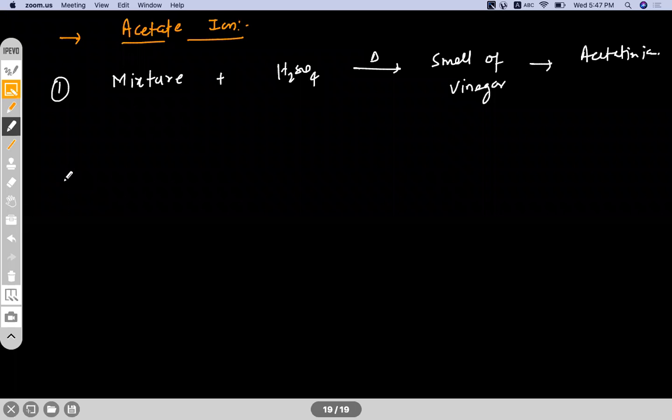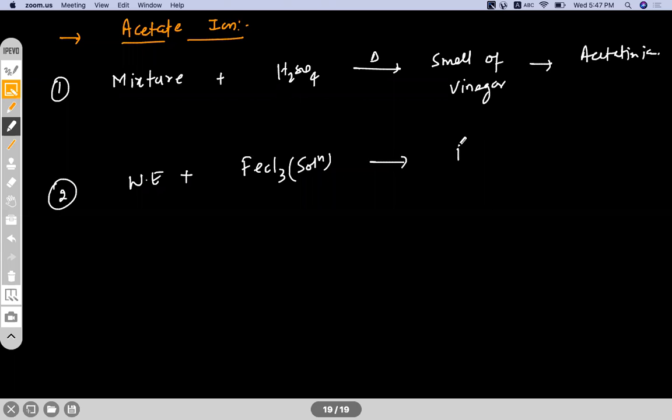Water extract you take, WE, and we add FeCl3 solution, which is neutral. FeCl3 solution in this, and it converts into blood red color. Blood red color also confirms the presence of acetate ion.